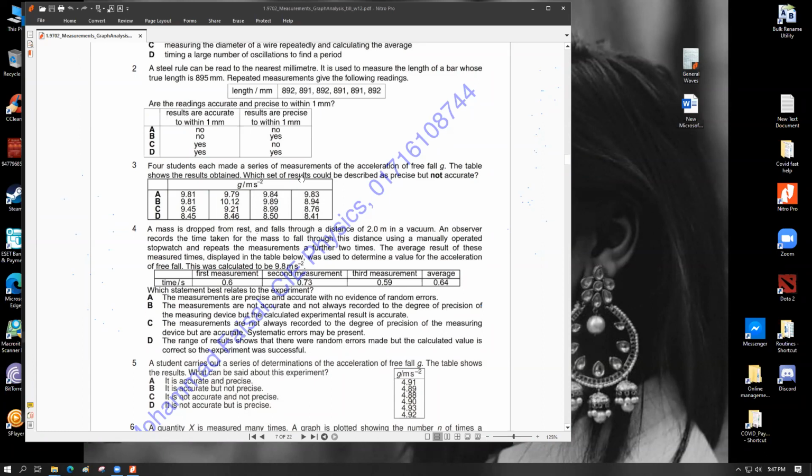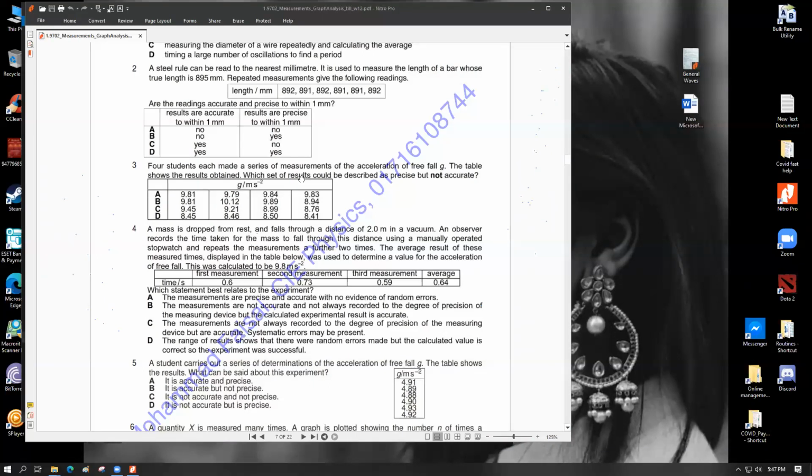We did an average of these 3 values, and somehow after using the average value of this time record for the fall, we could calculate that the gravitational acceleration was 9.8 meter per second square. Now we do know that the gravitational acceleration is 9.8 or 9.81 meter per second square. So we can say that this result is perfect.